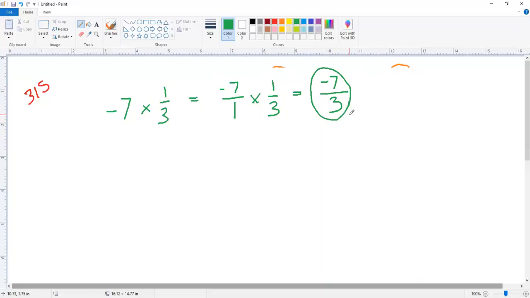Now, if they wanted it in simplest form, we might need to turn this into a mixed number. So we would have to divide 3 into 7. So 3 goes into 7 2 times. So we would have, well, let's put that negative with the 2.